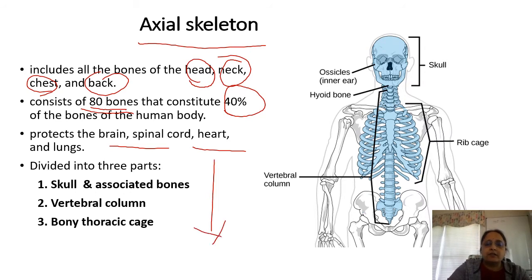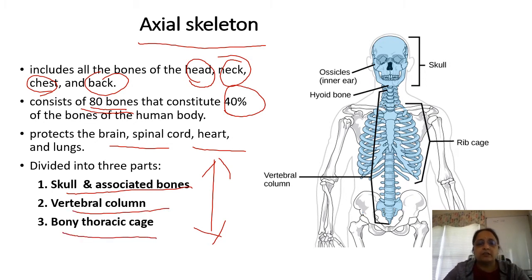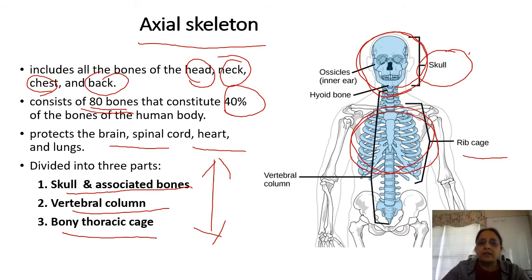Basically, it is divided into three parts: the skull and its associated bones, the vertebral column, that is backbone or spine, and the thoracic cage or rib cage. In that picture, this entire region is the skull, this middle region is the rib cage, and this entire back is nothing but the backbone.